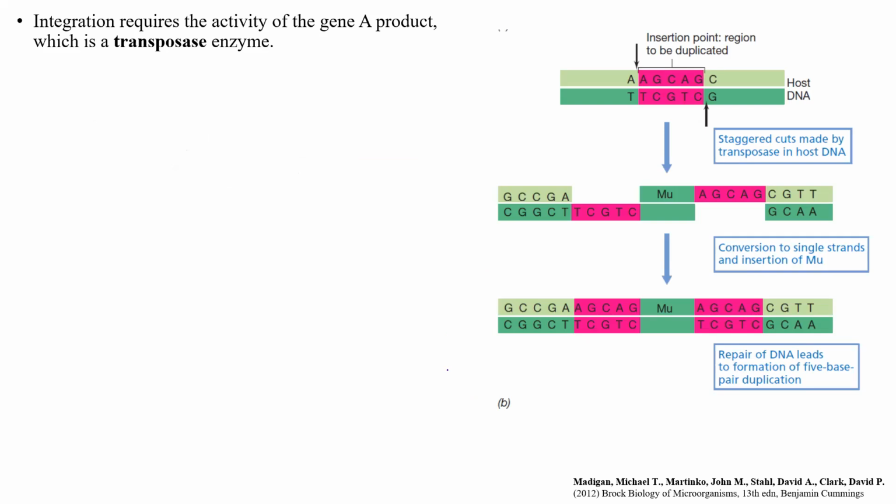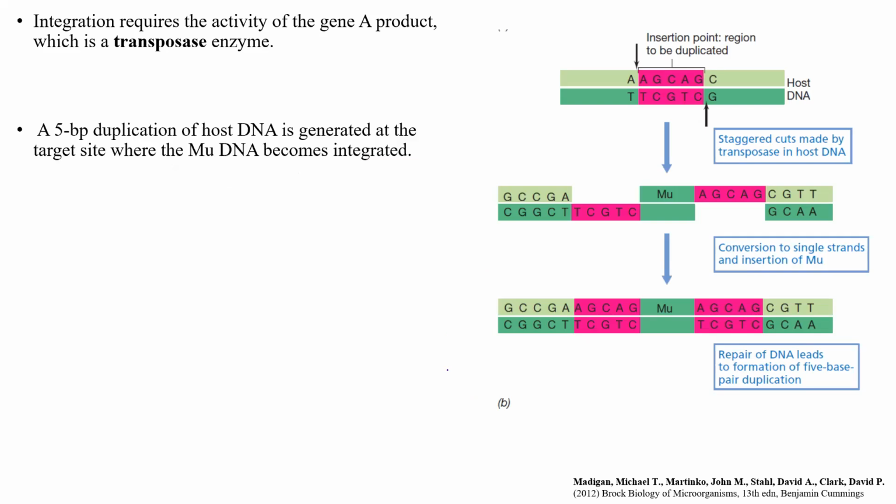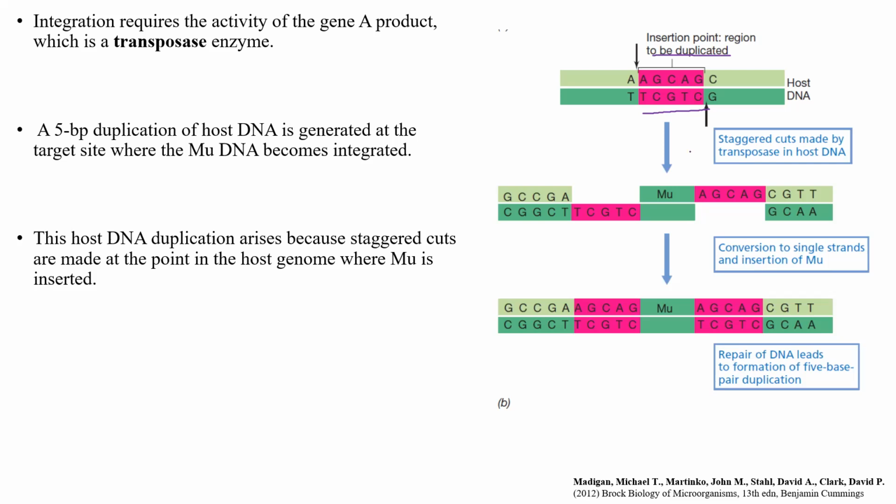Integration requires the activity of the gene A product, which is a transposase. A 5 base pair duplication of the host DNA or target site is generated where Mu becomes integrated. So this is the host genome. This is the target site region to be duplicated. And this duplication arises because staggered cuts are made, which you can see here in this picture. In the host genome where Mu will be inserted, staggered cuts are made by the transposase in the host DNA region to be duplicated.